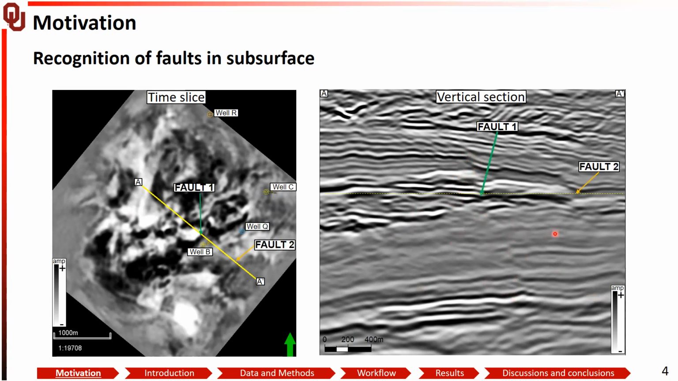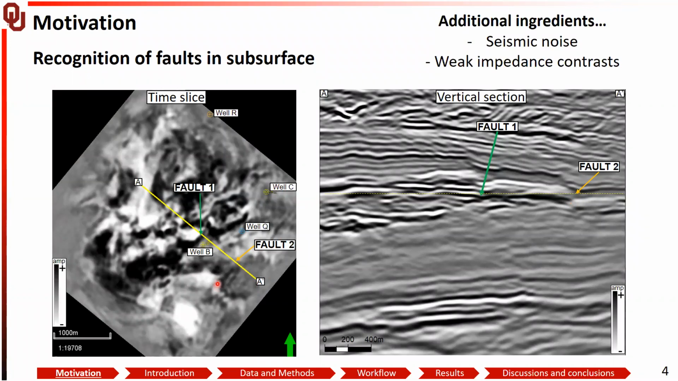In some cases, it's easy to see that feature, but in other cases, for example, for fault number 2, if you look in a time slice, it's more difficult to be sure about the interpretation. And working with seismic, we may have some additional ingredients, for example, the presence of seismic noise. Here we have some cross-cutting events that make our interpretation a little bit more difficult. Also, we have this interval that has a weak impedance contrast, for example, compared to the reservoir. So I consider this a more critical interval.